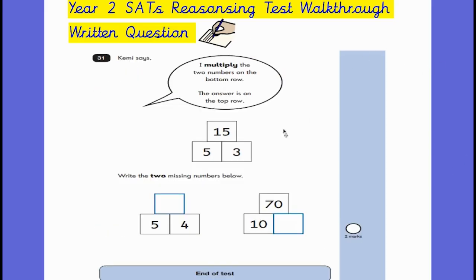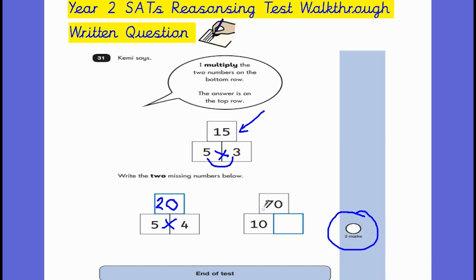Question 31, and we come to the last question on the test. So this is a 2-mark question again. So there's going to be 2 parts to this. Kemi says, I multiply the 2 numbers on the bottom row. The answer is on the top. So here we've got 15, and we can see that 3 times 5 makes 15. Write the 2 missing numbers below. So they should know that 5 times 4 equals 20. So that one is fairly straightforward.